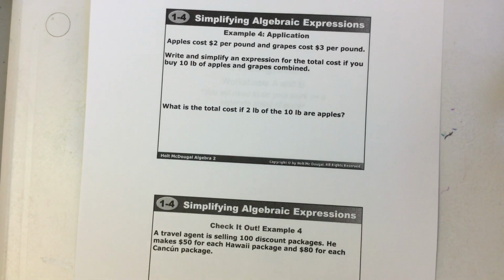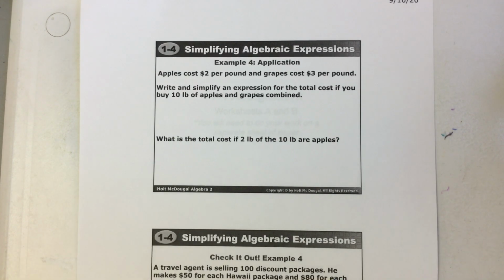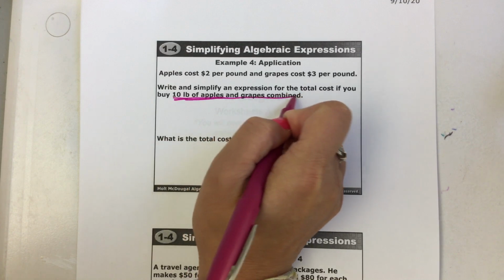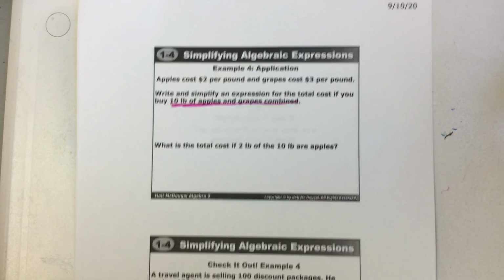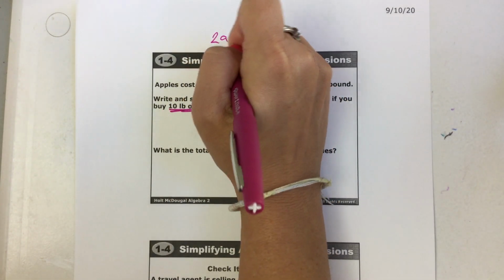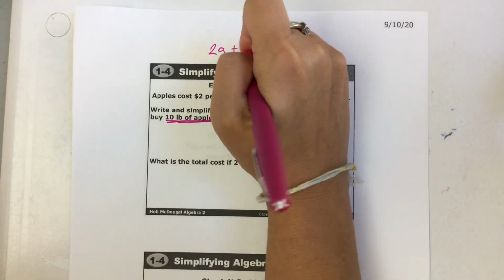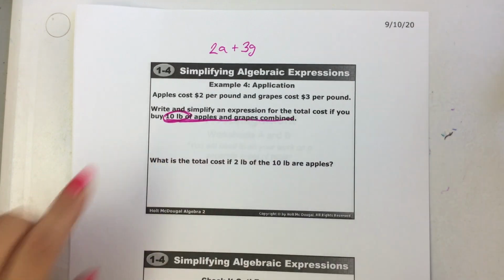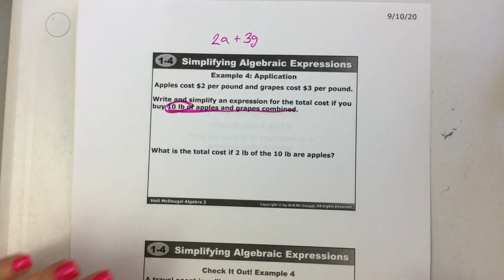All right, let's go ahead and look at some, oh, I love these, okay? Some good story problems. Apples cost $2 per pound, and grapes cost $3 per pound. Write and simplify an expression for the total cost if you buy 10 pounds of apples and grapes combined. Now, here's the deal. I cannot say $2 for apples and $3 for grapes because I do have this limitation. Your limitation is you are only allowed to buy 10 pounds.